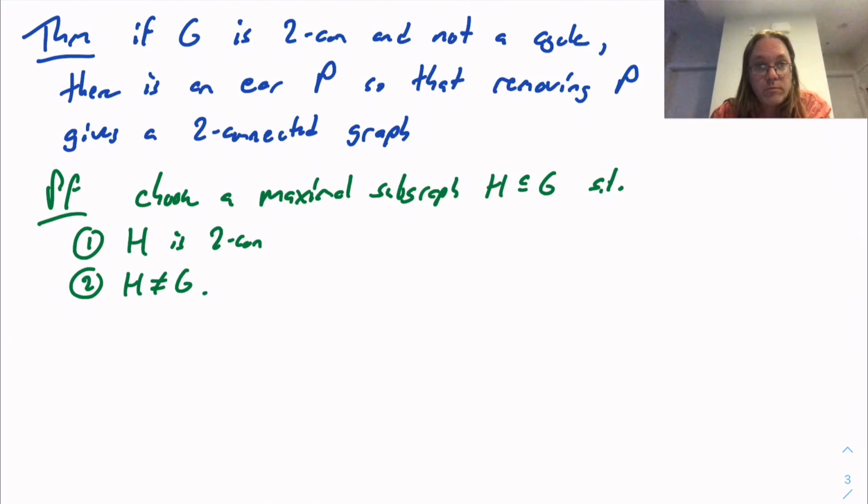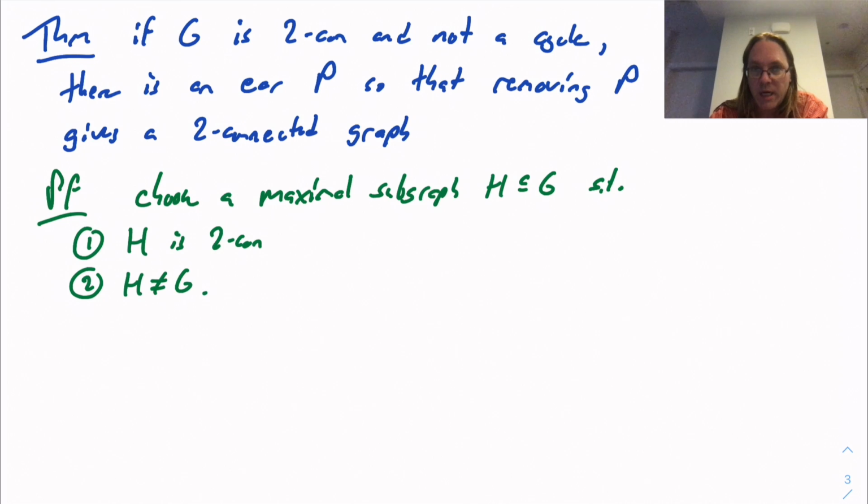So anyway, for starters, we're just choosing H. I'm choosing a maximal subgraph H that is two connected and not the whole graph. How do we know that such an H even exists? I mean, there's a danger. You can always say words, but if I'm actually going to choose something, there had better be at least one thing there to choose. How do I know that there's any subgraph of G that's two connected and not the whole graph? Well, the answer there comes from the presence of a cycle, right?